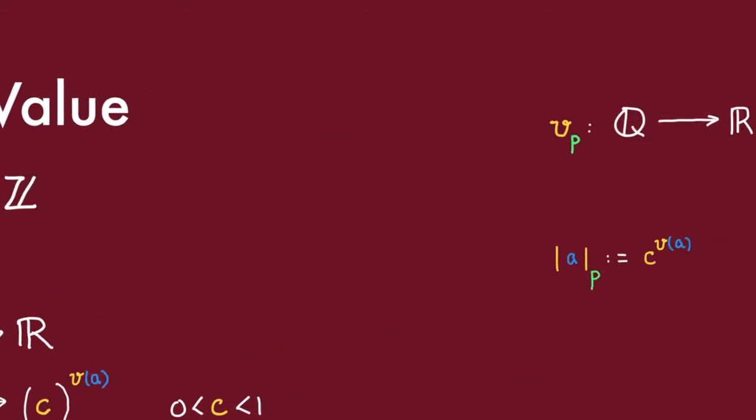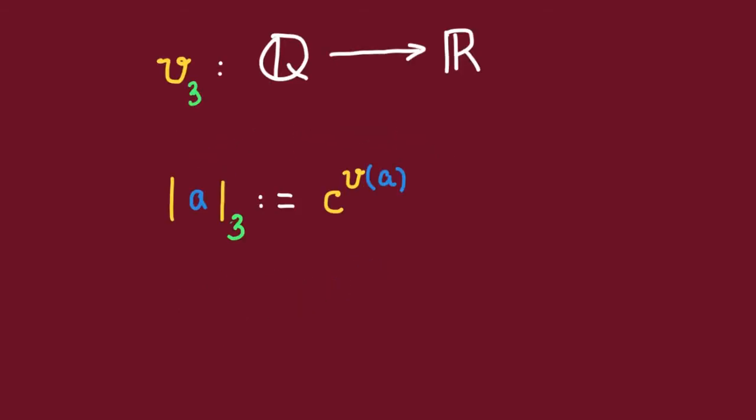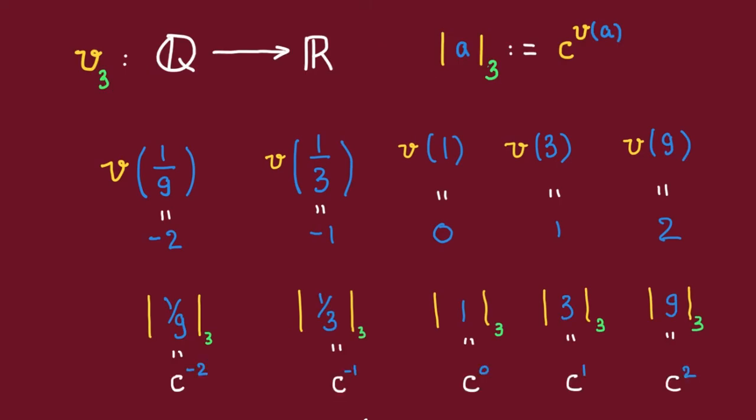As an example, let's see what this comes down to in the case of the p-adic valuation. Let us take p to be, say, 3, because why not? Then we have the following values for the valuation at 1/9, 1/3, 1, 3, 9. So the corresponding absolute values are going to be c to the minus 2, c to the minus 1, c to the 0, c to the 1, and c to the 2. Now, if we let c be, for example, 1/2, then the absolute values are going to be given as follows. So you observe that the bigger the valuation, the smaller the absolute value.